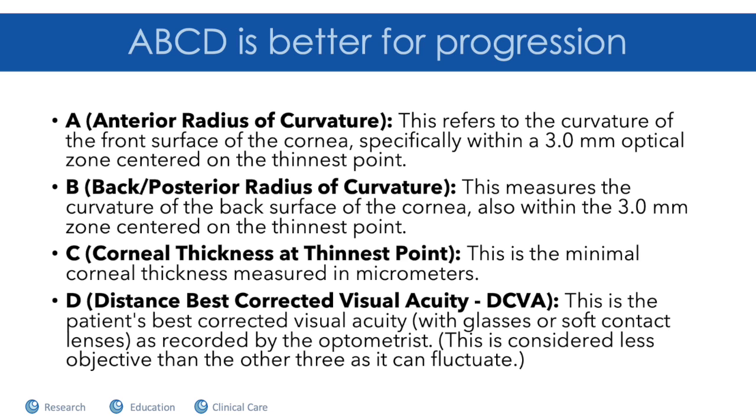The letters stand for: A is the anterior radius of curvature on the front surface of the cornea within a 3 mm optical zone centered on the thinnest point of the cornea. B is the same on the back or posterior surface of the cornea. C is the central corneal thickness. And D is the distance best corrected visual acuity. Obviously, this needs to be entered manually into the platform for it to factor into the equation.